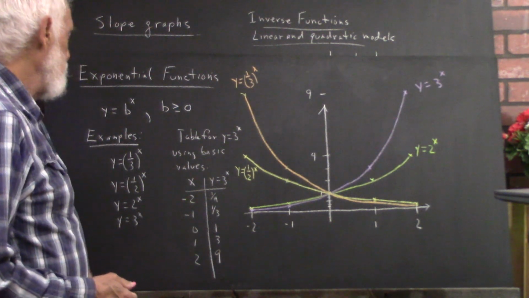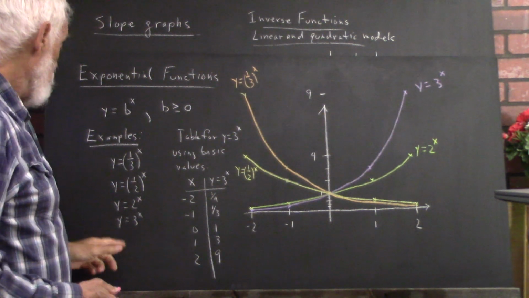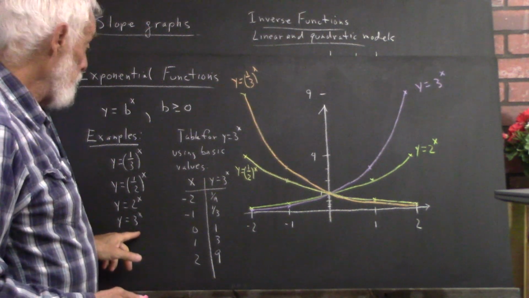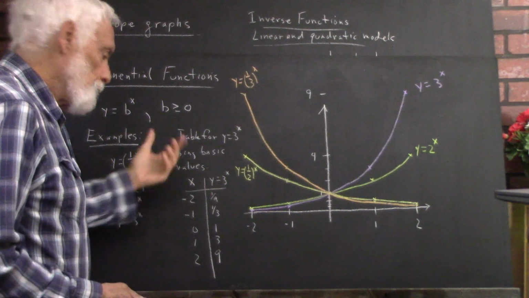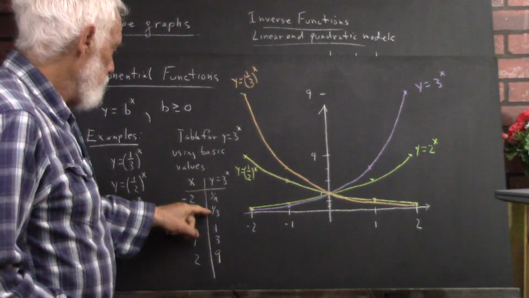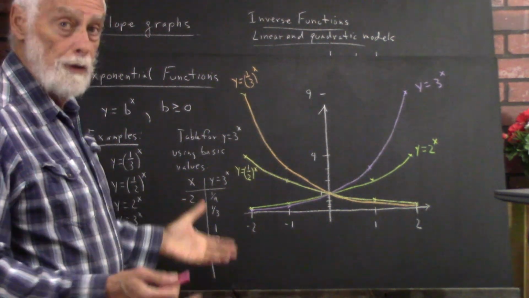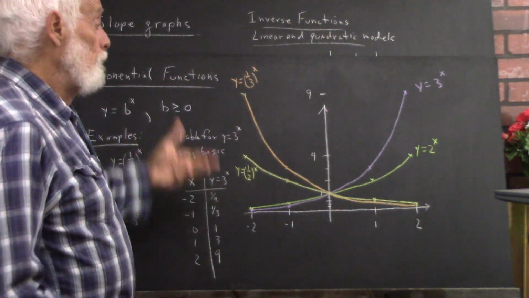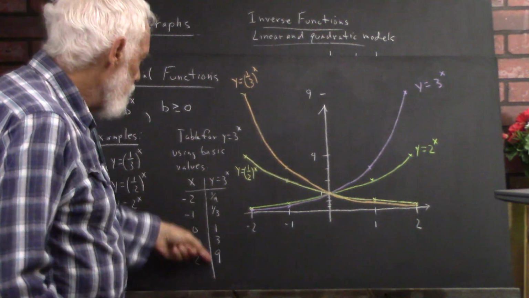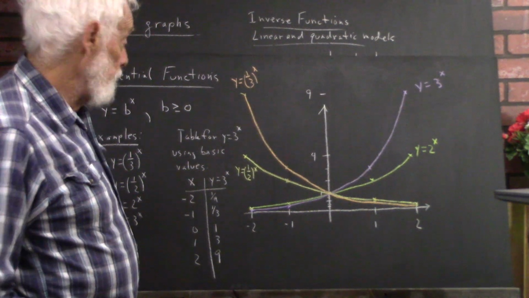Okay, so we can easily make a table for, let's say, y equals 3 to the x. A whole lot like the table for y equals 2 to the x, except, of course, we're taking powers of 3, and you can verify that these are the values. This should be completely obvious if you understand why the values of 2 to the x are what they are. Values of 3 to the x are really easy to understand.